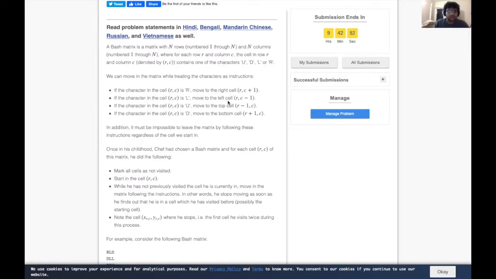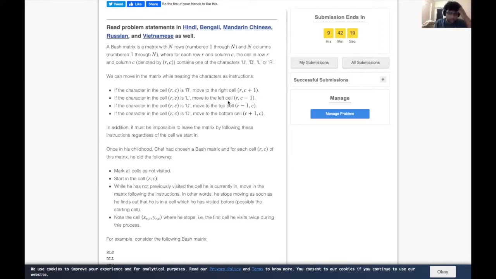If the character in the cell (R, C) is R, then you move right to the cell (R, C+1). If it's L, then you move left to the cell (R, C-1). If it's U, you move to (R-1, C), which is up, and if it's D, you move down to (R+1, C). In addition, by these instructions, it should be impossible to leave the matrix.